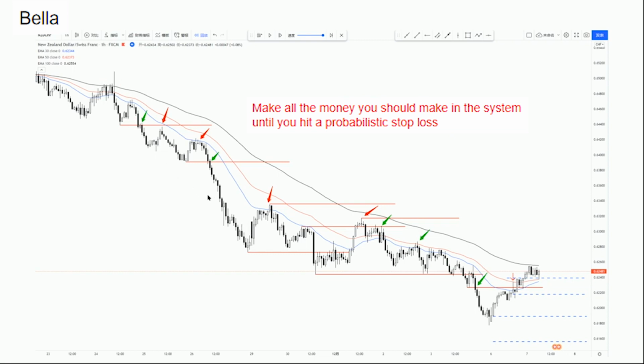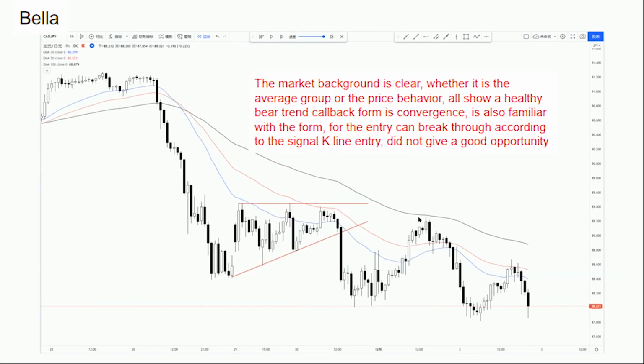This is also a convergent pattern that most of you are familiar with, and you just have to trade the breakout entry for this pattern. This example is very simple, and you get TP1, and whether you can get TP2 with a high profit/loss ratio depends on how adept you are at breaking patterns. I like to use the K-line to enter.